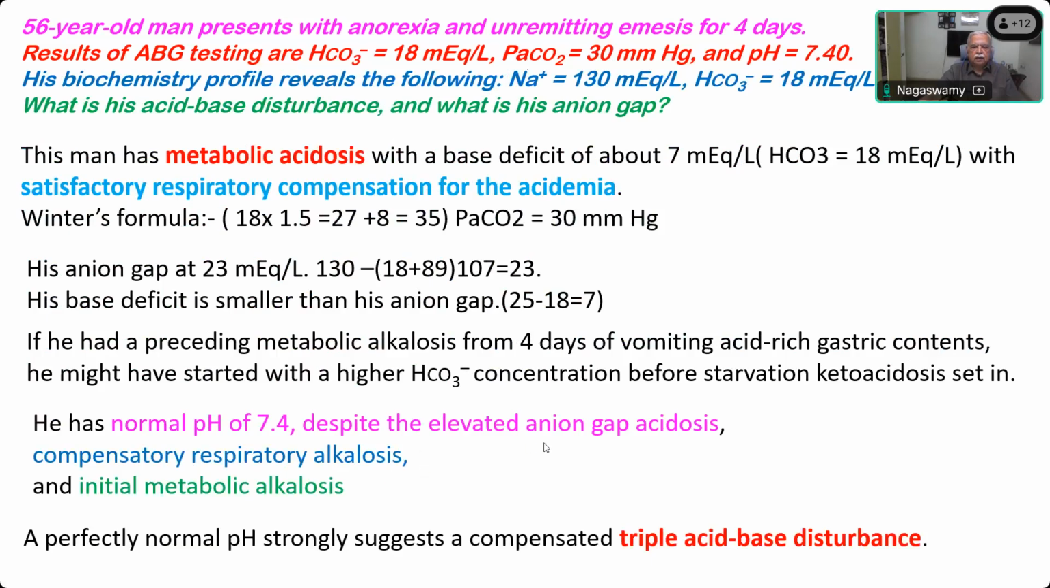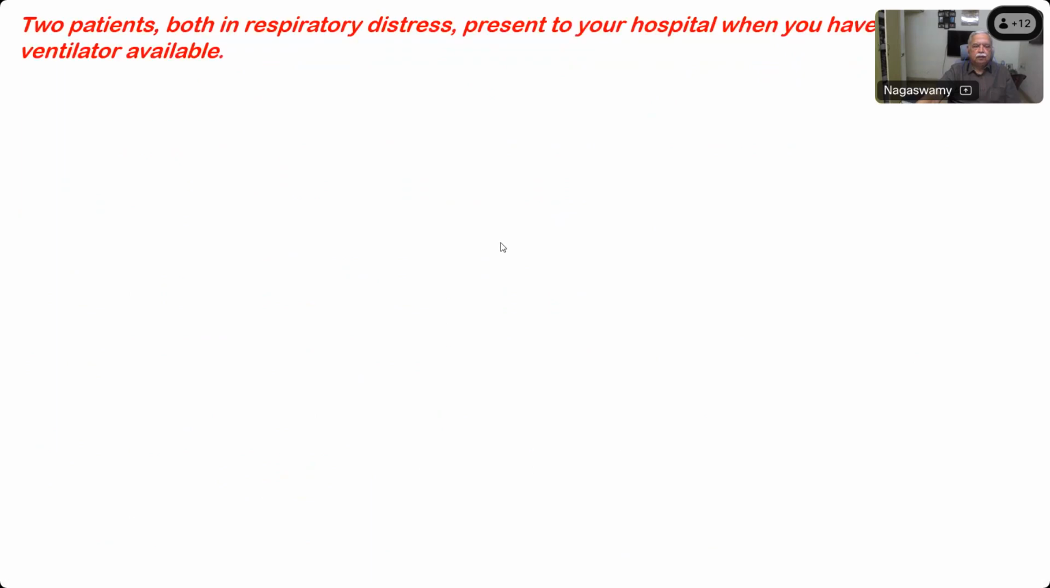So the 3 disorders are there. Anion gap acidosis is there, respiratory alkalosis is there, and metabolic alkalosis in the initial stage. So this is a triple disorder or a complex disorder. So from the very simple thing, gradually we have now graduated to very complex disorders.